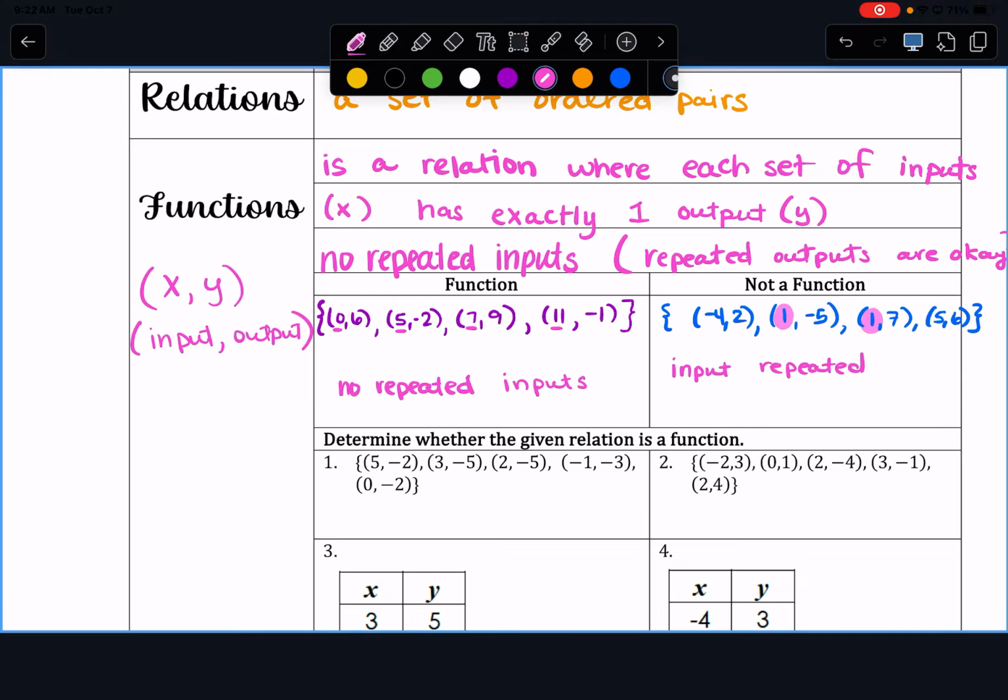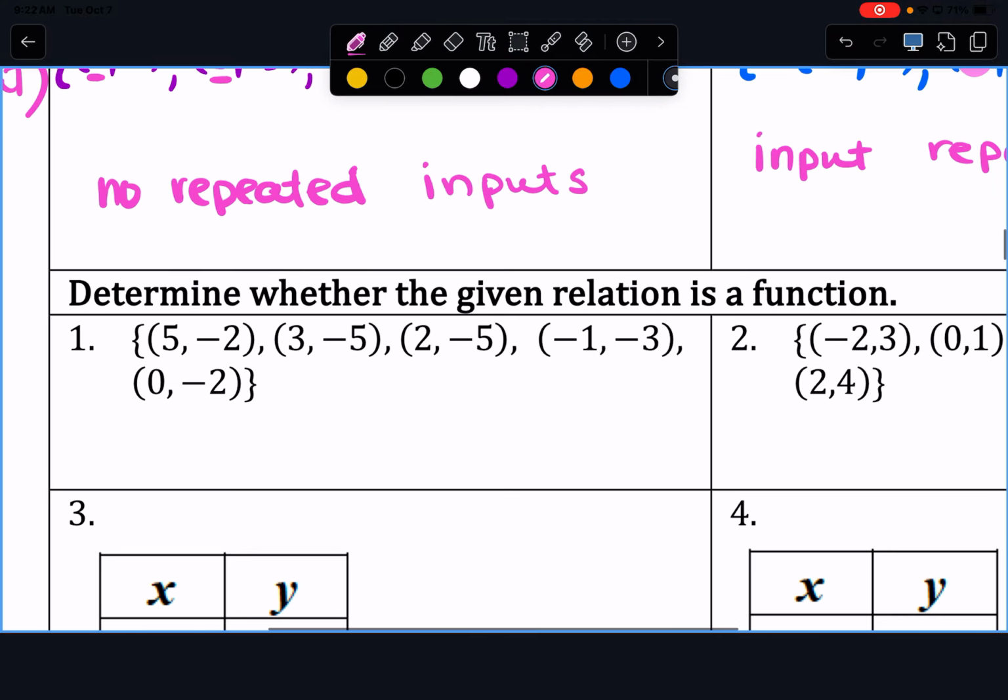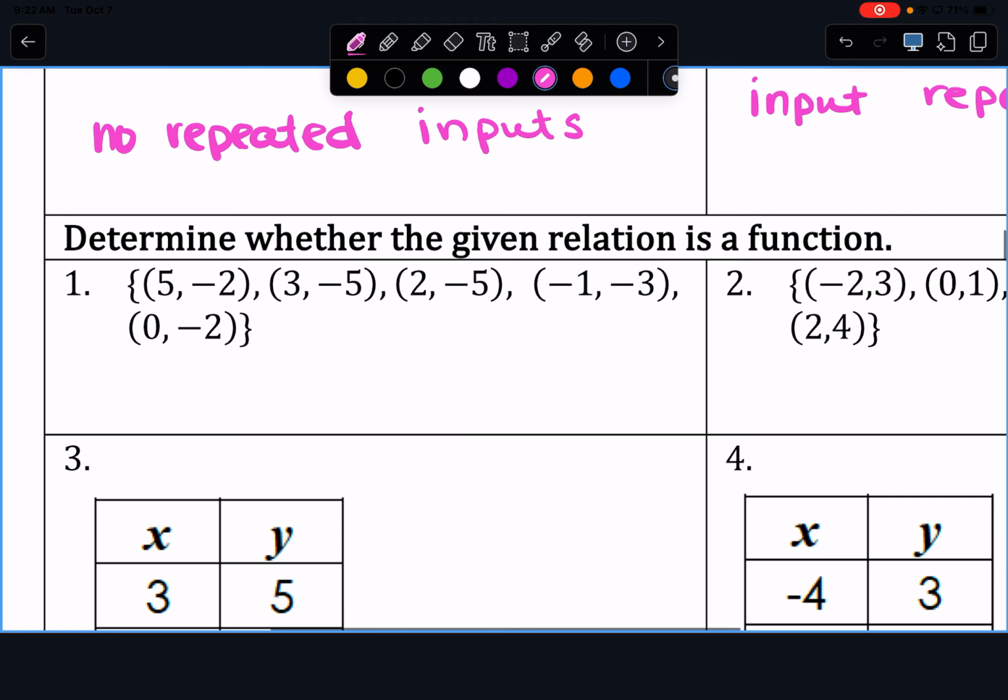So for number 1, repeated outputs are okay, but we're looking for inputs. Are there any repeated inputs? No. So if there's no repeated inputs, is that a function or not a function? It is a function. Because all of our inputs are unique. All of them are unique, so we are good. No repeated.